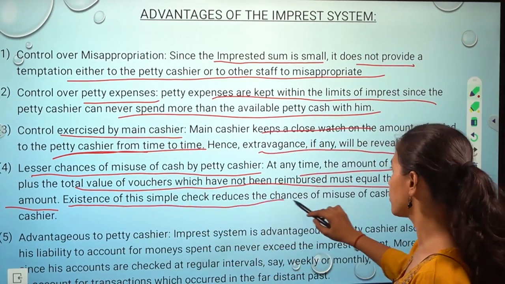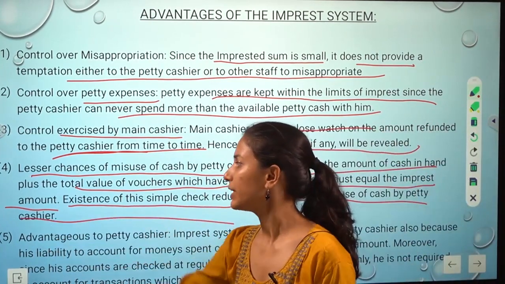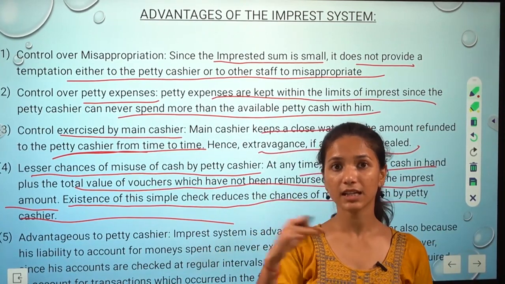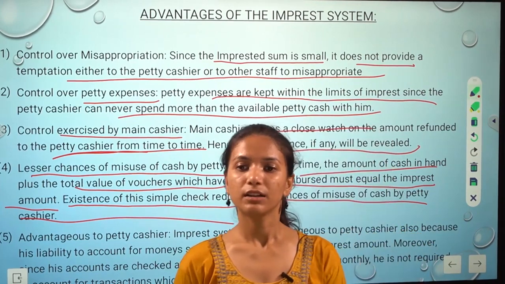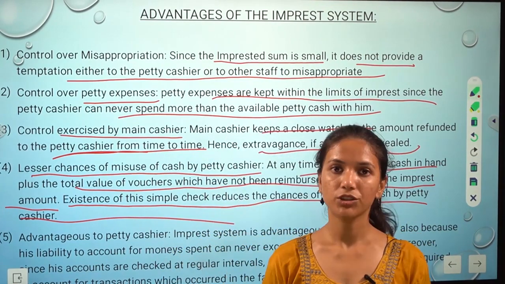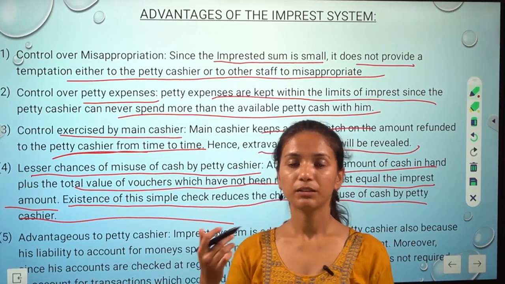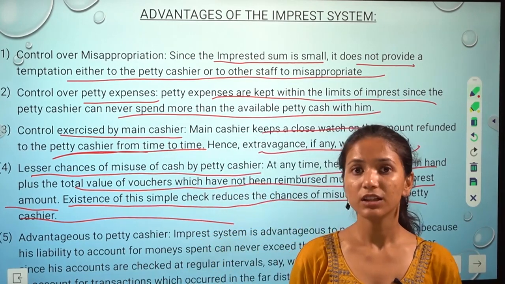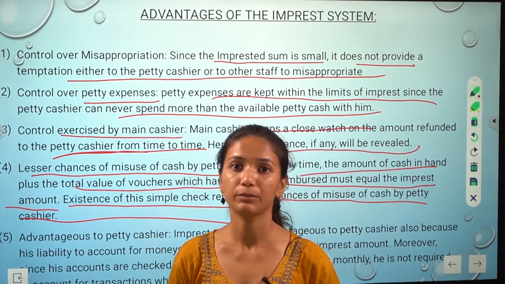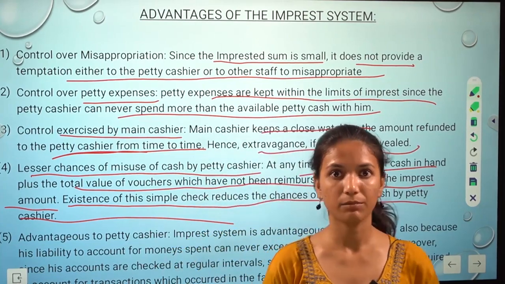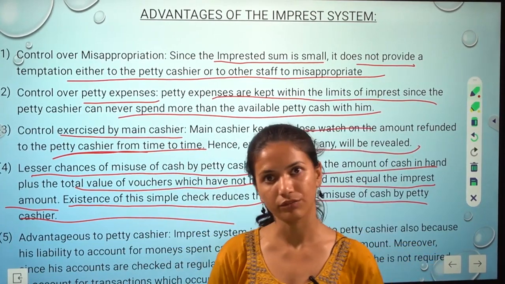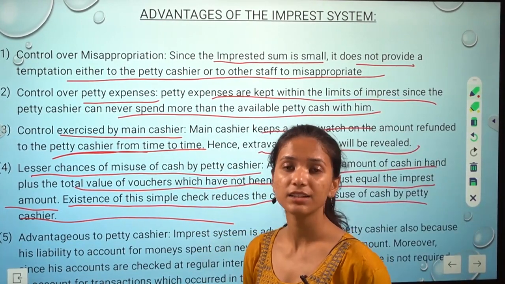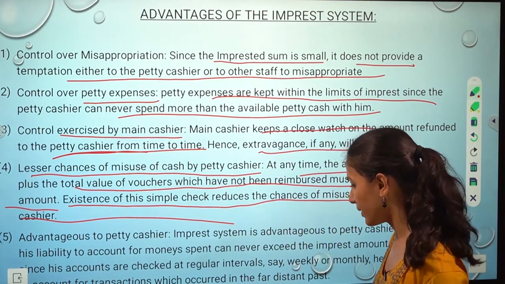The existence of this simple check reduces the chances of misuse of cash by the petty cashier. Since this simple check exists, the main cashier keeps on checking the vouchers and the receipts that the petty cashier issues. He will keep on checking. So this will make the petty cashier very conscious about whatever he is paying. He will take the receipt for it. So that will help in lesser chances of misuse of the cash received by him.